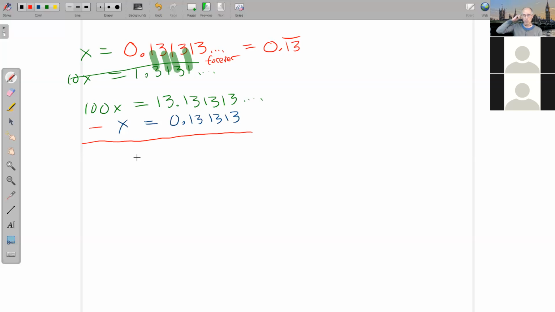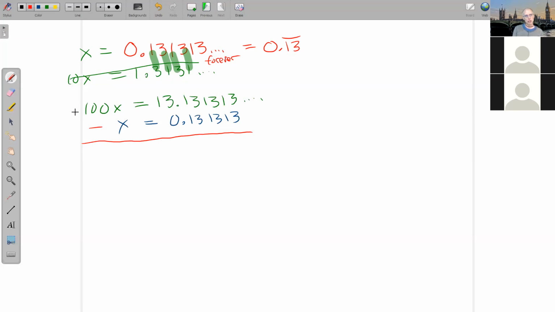What do you think I would do if 3 places repeated? Multiply by 1,000. Nailed it, Abilene. Yeah. So we just look at how many places are repeating, and we multiply by a 1 with that many zeros, 10, 100, 1,000, and so on.